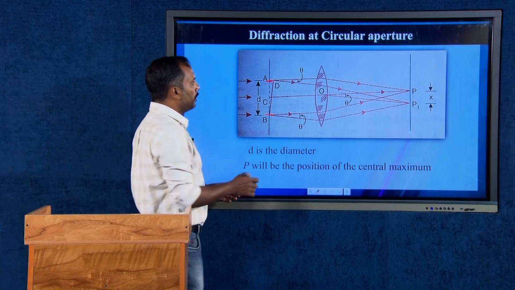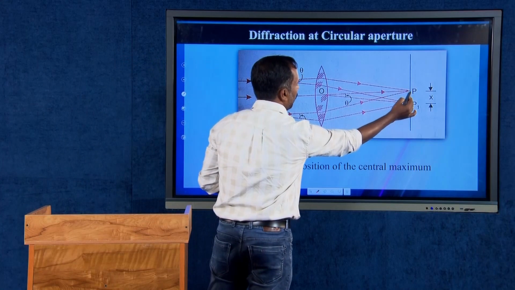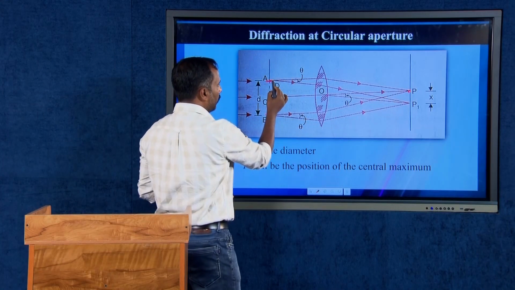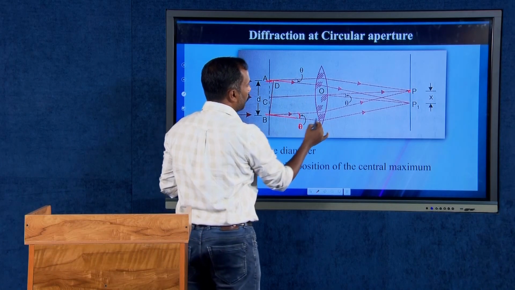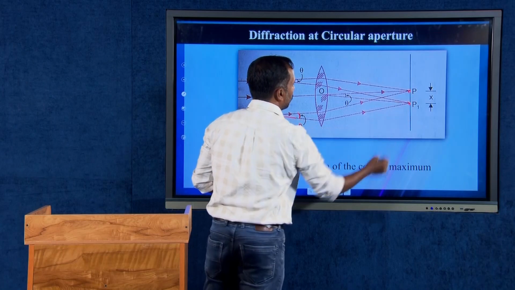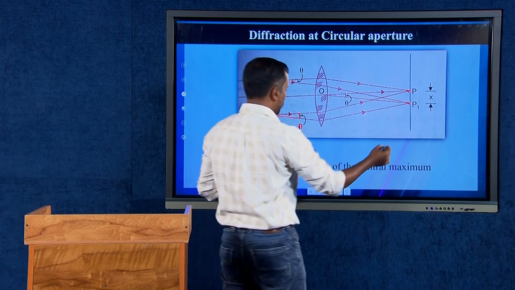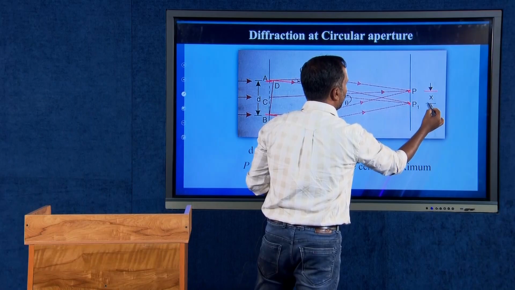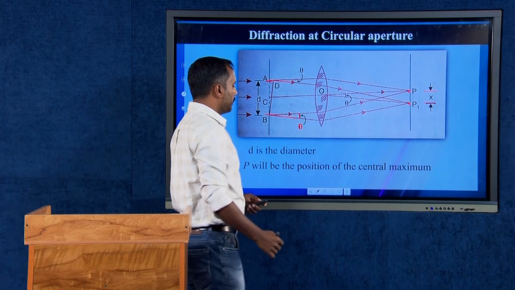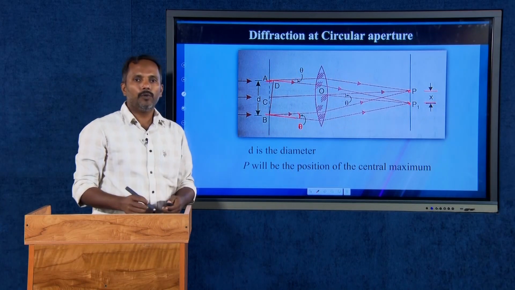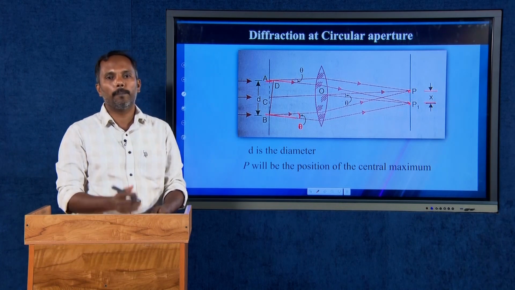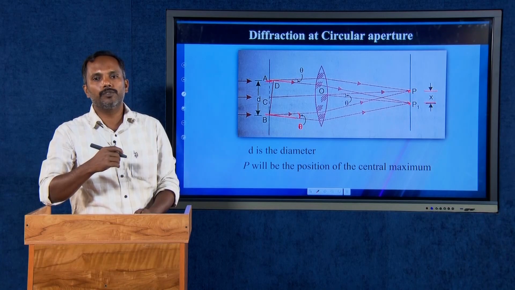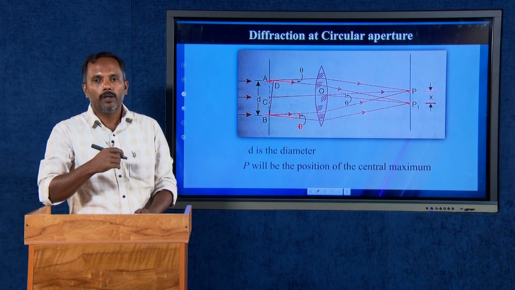Now the light without any deviation is focusing directly on point P, and the light wavefront which is deviating by an angle theta is focusing at a point P1. Let us take the distance between P and P1 as x here. Obviously the light without any deviation is focusing at point P, therefore P will be the position of the central maximum.